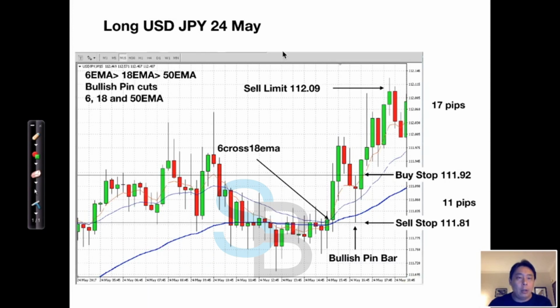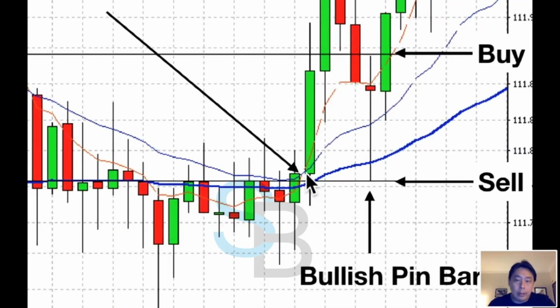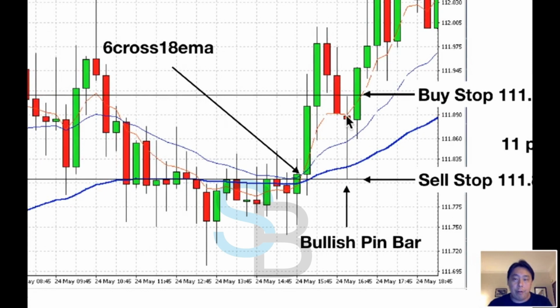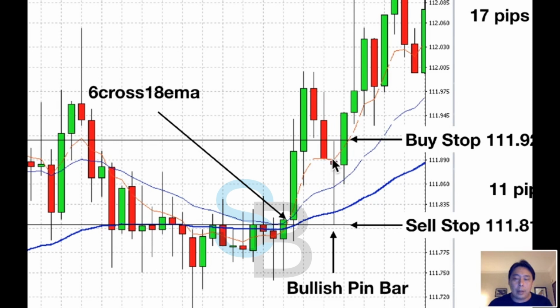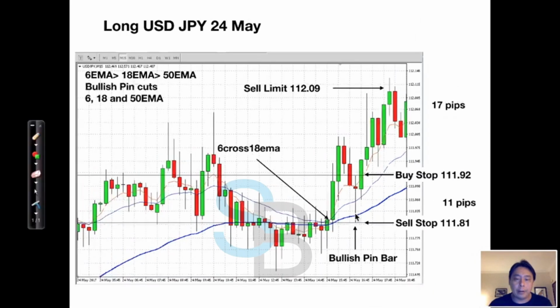Okay, another one, long dollar yen, 24th of May. We again have that signal over there, 6 crossing above 18. Candle 1, 2, 3, 4, 5. Candle 5, bullish pin appears. Cuts the 6, cuts 18, cuts 50. Very nice. Buy order, stop loss 11 pips, target price 17 pips away. Again, 1R to 1.5R. It triggers the next candle, and 6 candles later we exit with our target price of 1.5R.